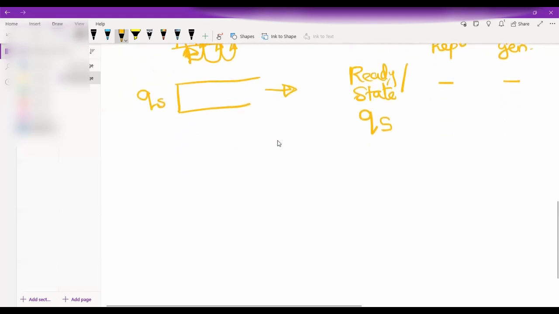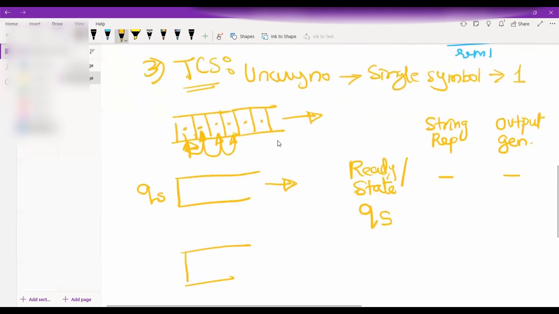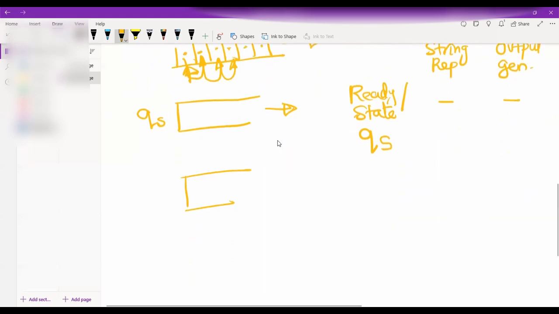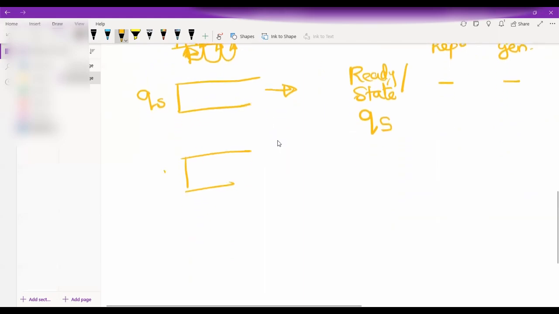Now, as we have considered the unary number system, we have to decide how many tapes will be there. As there is a single symbol, the number of reading tapes will be only 1. The number of tapes is decided by the number of symbols present in your number system. Here only one symbol is there, so we are going to use only one tape. Okay, now this is the ready position.